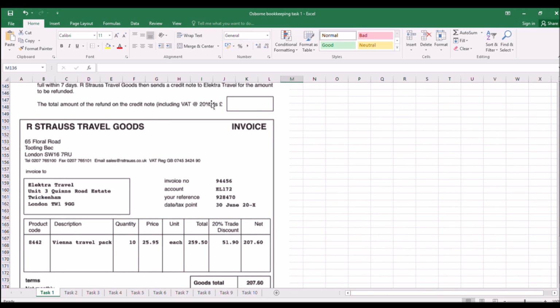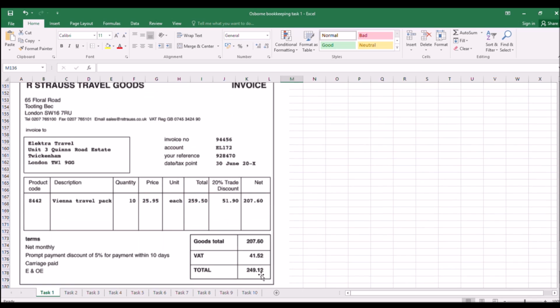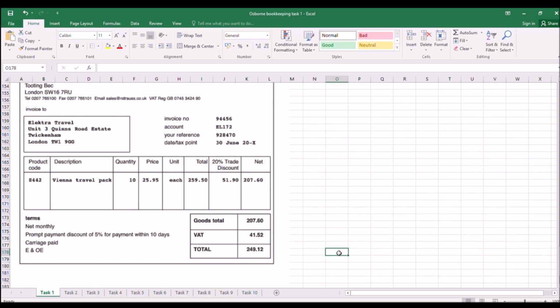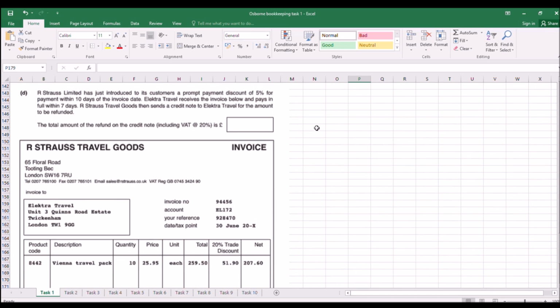Total amount of refund on the credit note is what, including VAT? So we've got to check this thing here. We're going to include VAT, so it's not net of VAT. Okay, so we've got this £249.12, and 5% of that is £12.456. So we're going to round that up, so it'll be £12.46, including VAT.